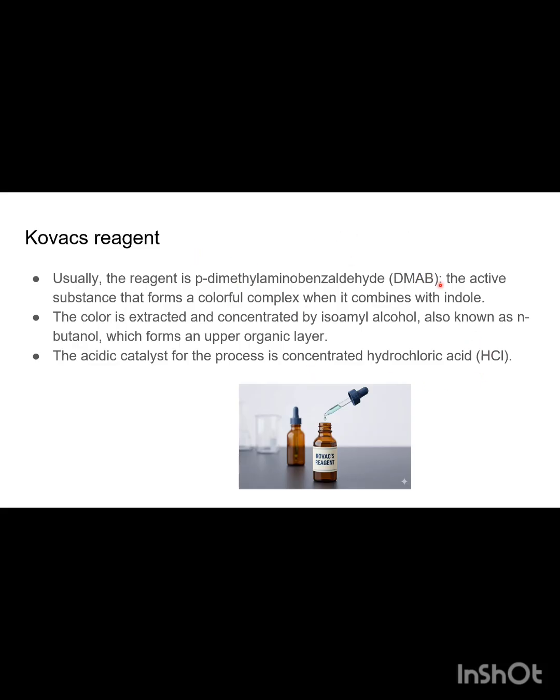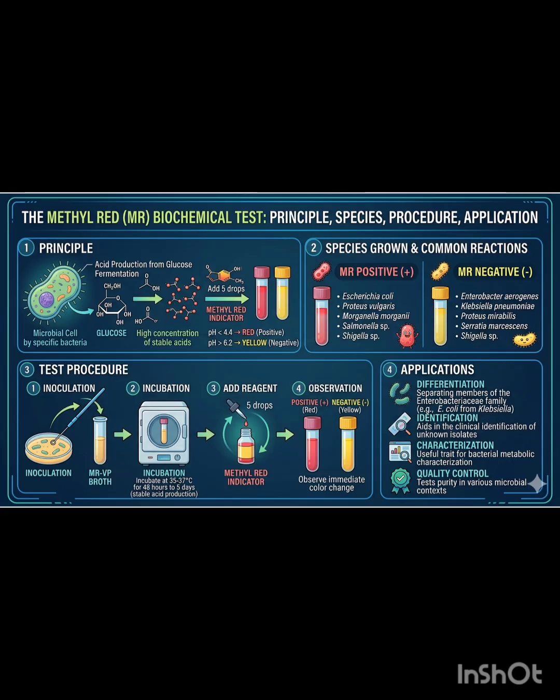DMAB does is form a colorful complex when tryptophanase is breaking down tryptophan. When this reagent is combined with the indole, it forms the colorful complex. The third one, the acid, is going to change the pH. The isoamyl alcohol is the solvent, and the acid just acts as the catalyst for the process. Okay.